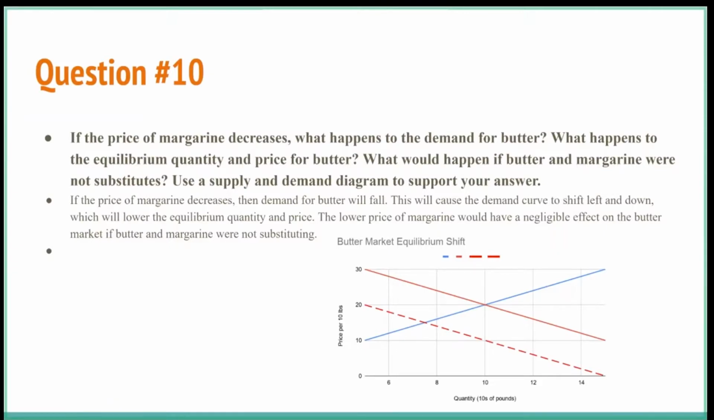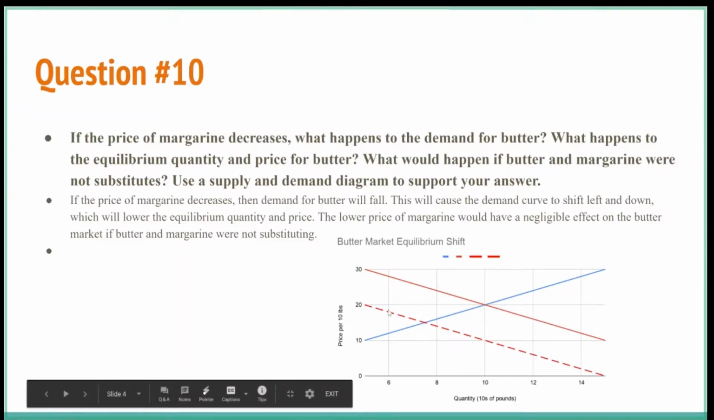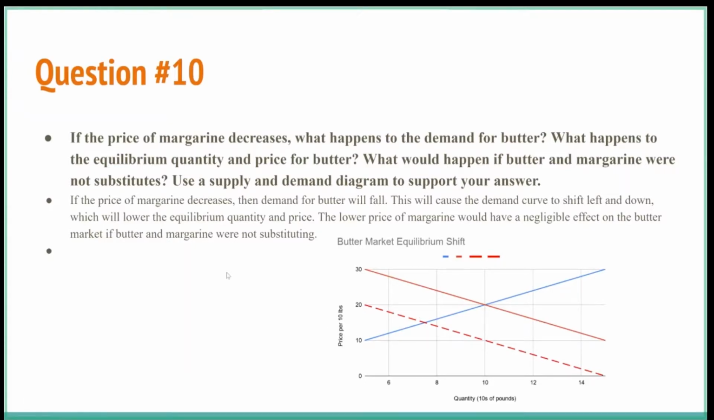As you can see by the dotted line, which is the demand curve, it shifts down, so the equilibrium price goes down, but so does the quantity. So that's how that would happen. If butter and margarine were not substitutes, then the decrease in margarine would not really have that much of an effect on butter. They would essentially not really be related.